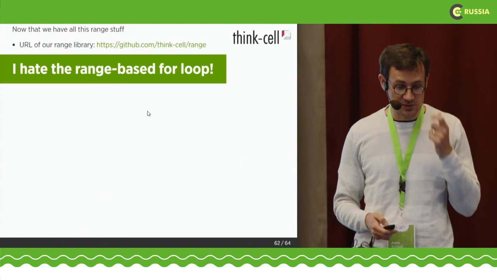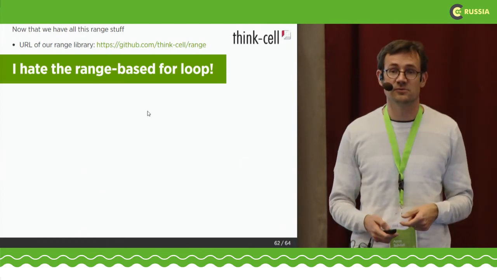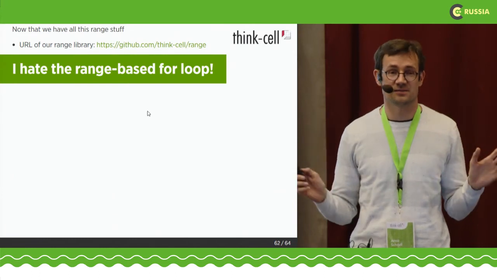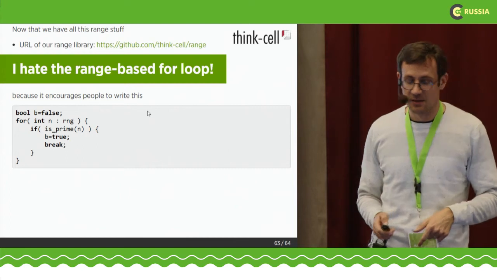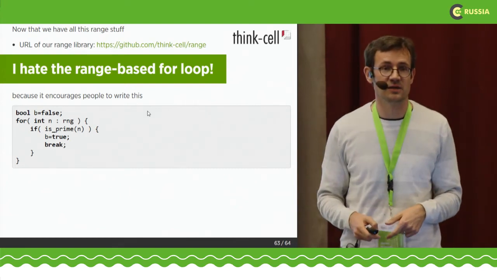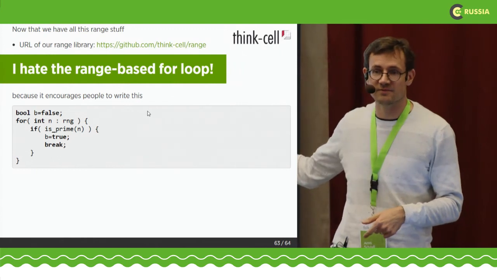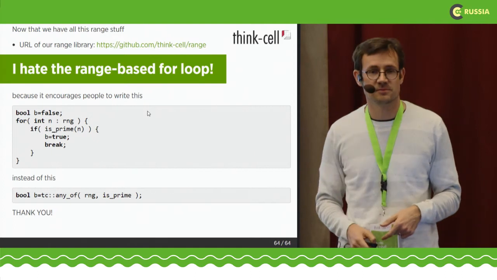And before I conclude, I want to say, I hate the range-based for loop. This thing is a disaster. Why? Because people write this. If all I have is a hammer, everything looks like a nail. If all I have is a for loop, I write for loops. But they could write this.